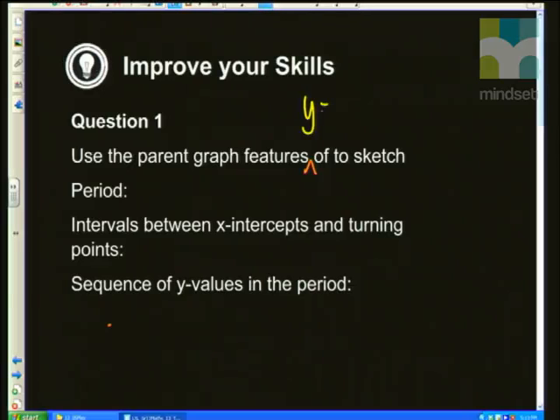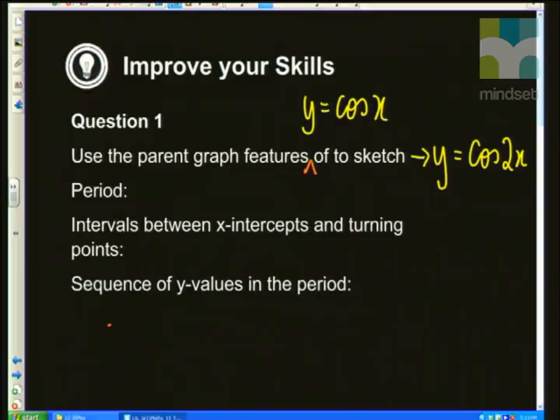Let's look at the graph y equals cos x. So what does this graph look like? And we're then going to sketch the graph. Let's sketch the graph y equals cos 2x.